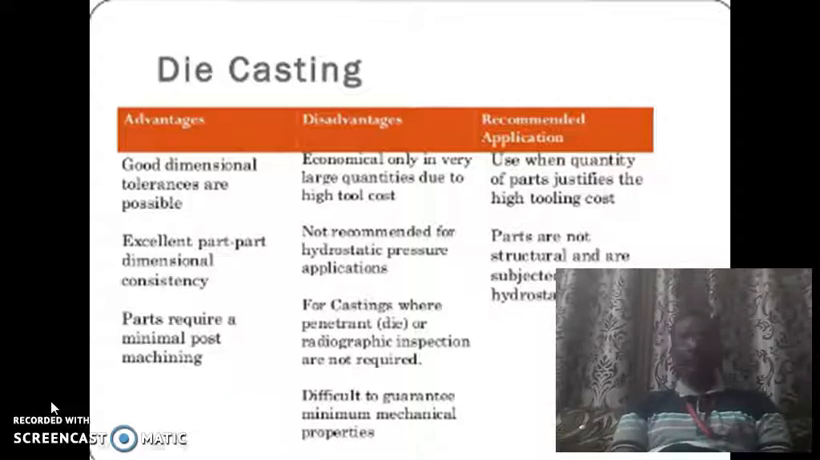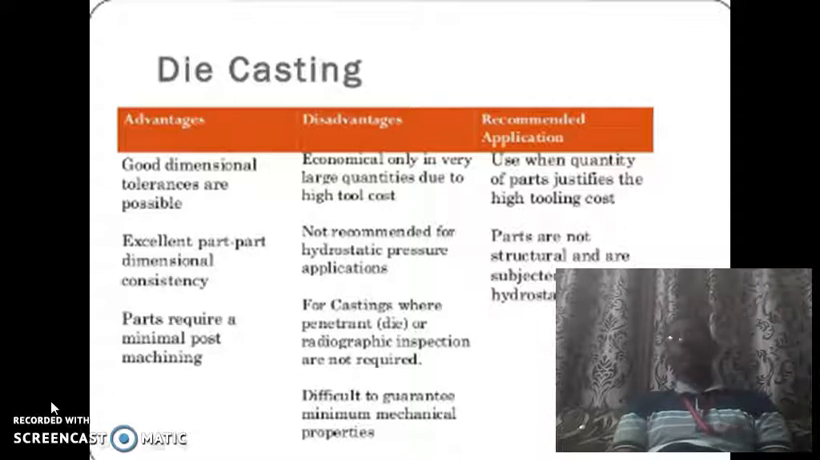The drawback is that it will be economical only when this process is done in mass production. For single production or batch production, this process will not be applicable because the cost of manufacturing the die is very high. When this process is done in mass production, only then can the cost be compensated in all ways. It is also not recommended for hydrostatic pressure applications, because when you apply hydrostatic pressure, there is a possibility that the die may get fractured.